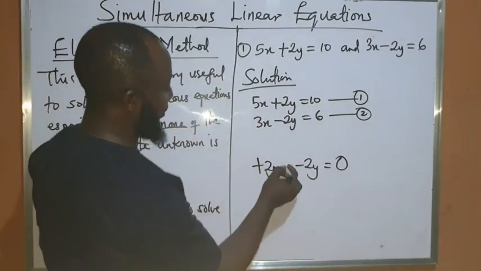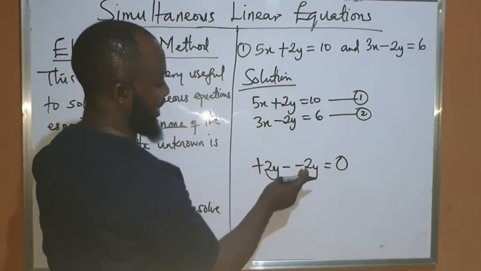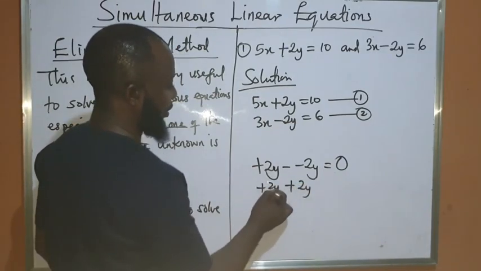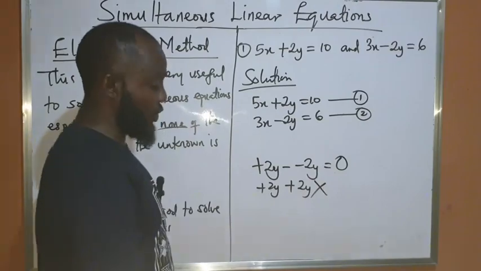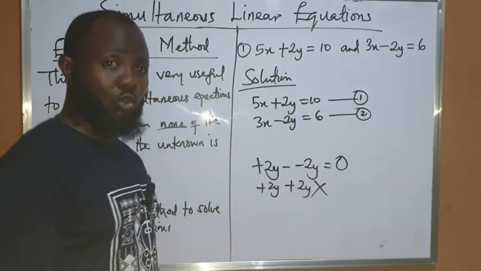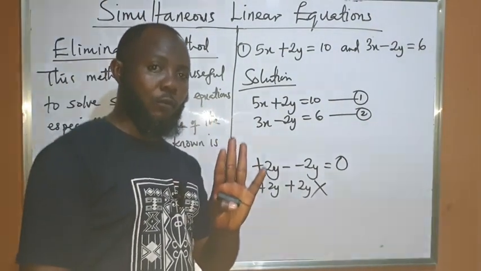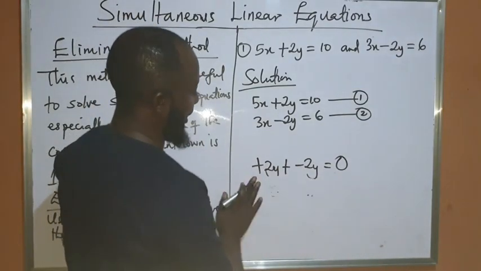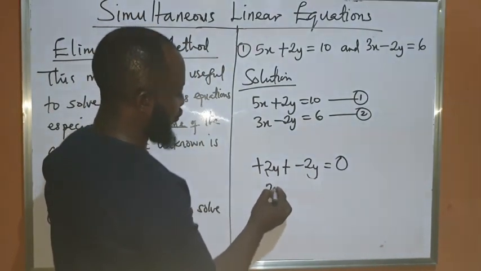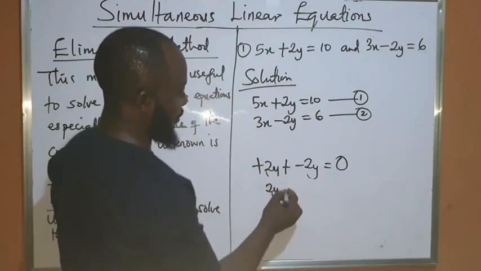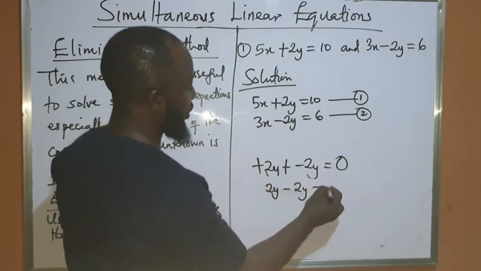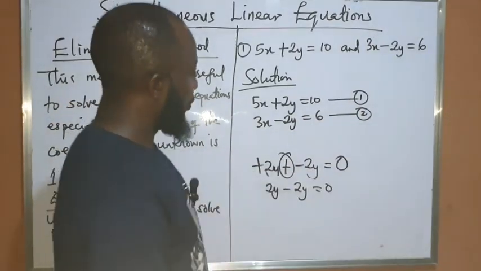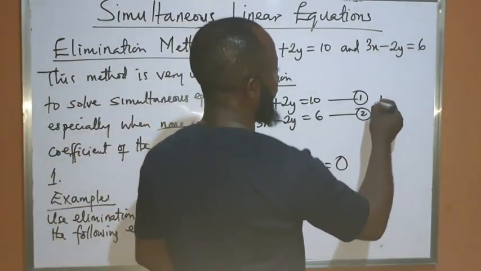If you put minus there, minus times minus is going to be plus 2y, then plus 2y. So this will not give us 0, because plus 2y plus 2y equals 4y, right? So in that case, if we put plus in the middle here, we're going to have 2y plus times minus, which is minus 2y. This gives 0. So which means we are going to add the equations. We add the equations.